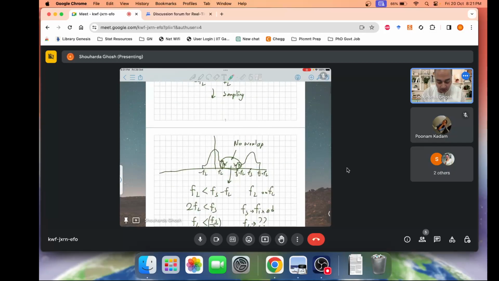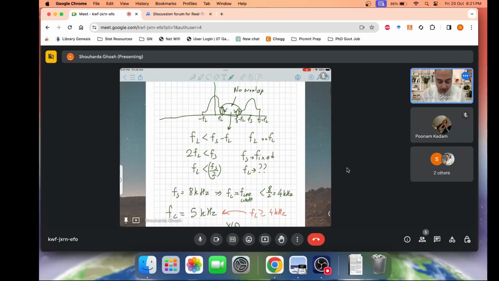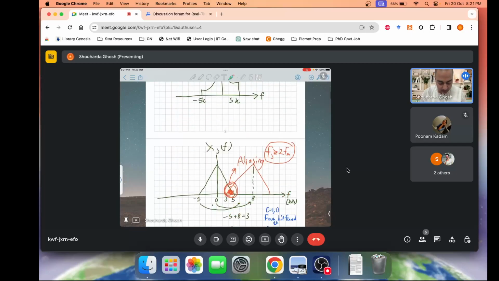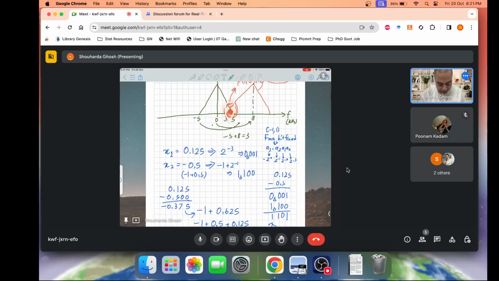Okay, so when you do anti-aliasing filtering, you ensure that there is no overlap, and for that you choose the cutoff frequency to be less than or equal to half the Nyquist rate. Okay, and if it's greater than half the Nyquist rate, then you have something called aliasing.